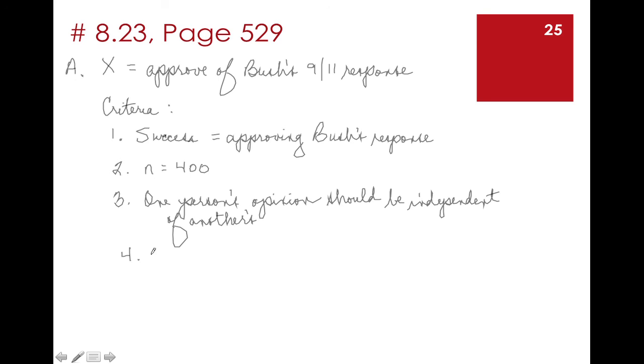And finally, the fourth thing is you need to be able to identify your probability of success. Now remember, it said nationally he had a 92% approval rating, so we can use 0.92 for that probability of success. So since it met all the criteria, basically X is a binomial variable.